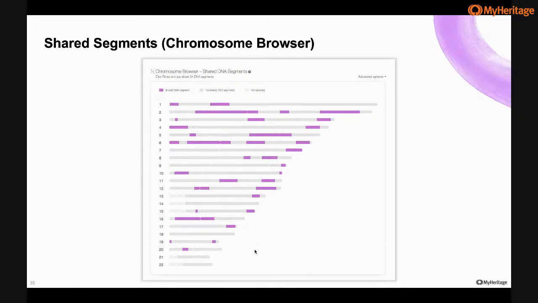We're looking for matching segments or identical or similar genetic pieces on your genome between you and other people. And the graph that you see here, the chromosome browser, where you see the purple parts, is the one indicating where on the chromosome you share DNA with that person. So I can see here that with Elon, I share 34 DNA segments, and they are located here on the chromosome.